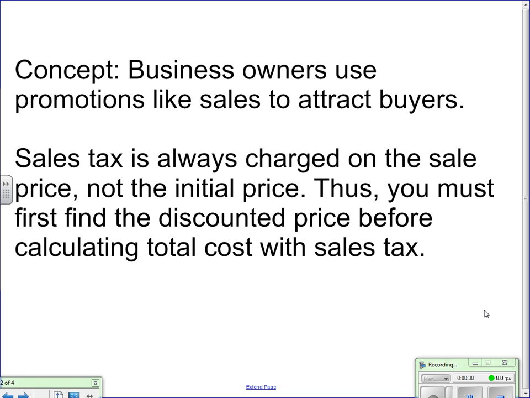price. So in order to find the total discounted price, you have to find the discounted price first before calculating the total cost with sales tax. So let's look at two examples.